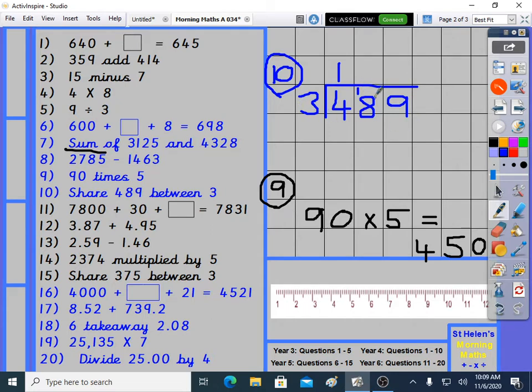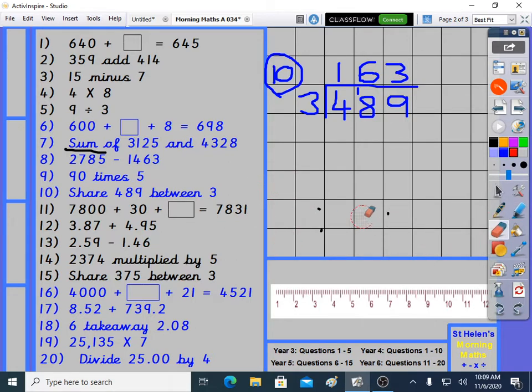How many 3's in 18? 3, 6, 9, 12 and 15, 18. I counted on my fingers up to 6. How many 3's in 9? 3, 6, 9. I counted on my fingers up to 3. 163. We can move to year 5 level next.